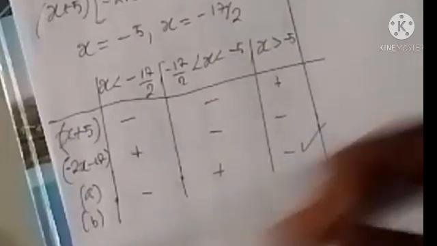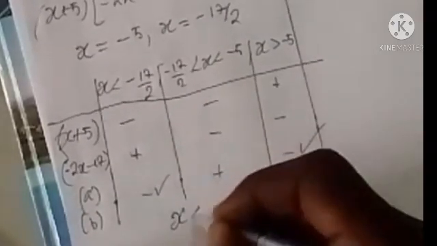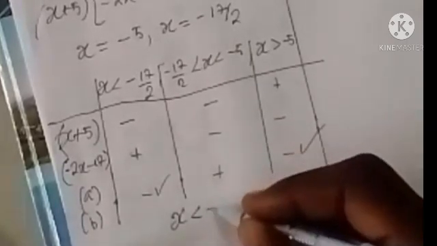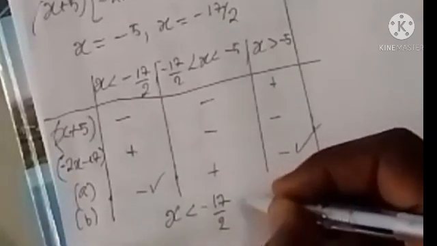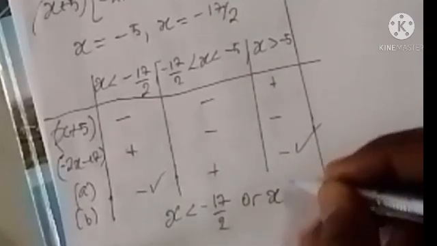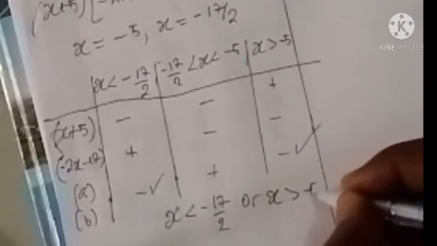We're going to take the negative values. So the ranges are x less than negative 17 on 2 or x greater than negative 5.